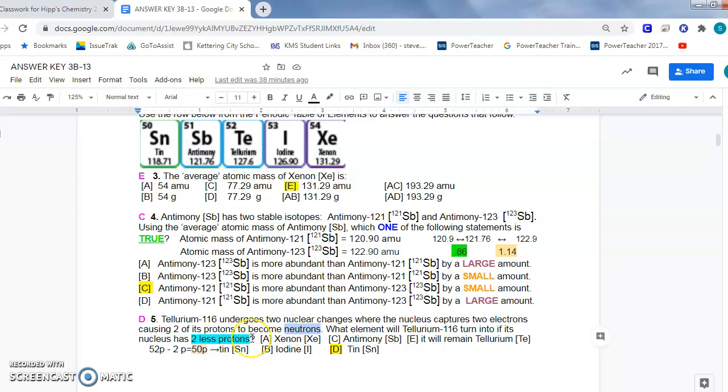What we do need to know, though, to answer the question, is that tellurium ends up with 2 fewer protons in the process. So tellurium, right here in this square, starts with 52 protons. If it has 2 fewer protons, it would now have 50 protons. If it has 50 protons, it would become an atom of tin, letter D.